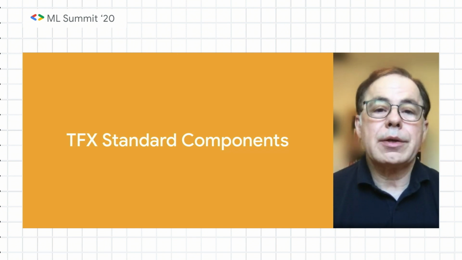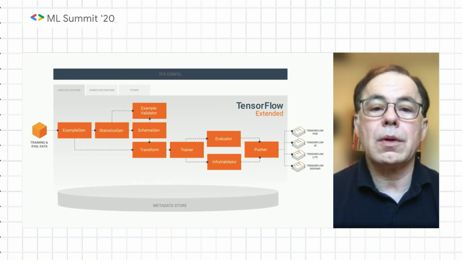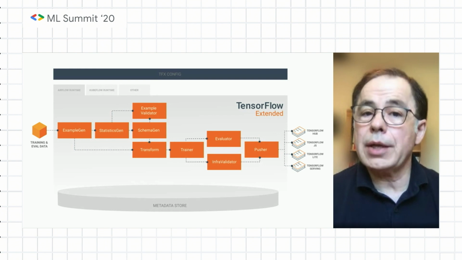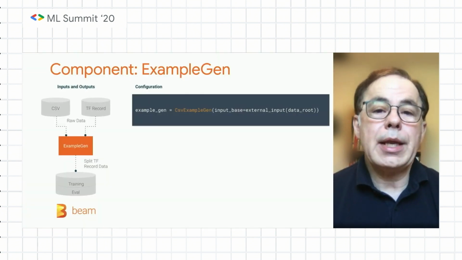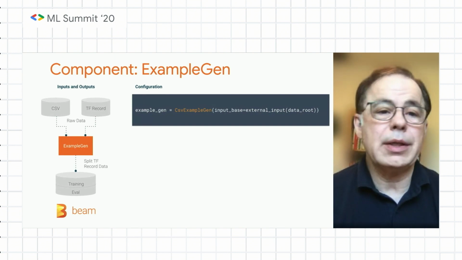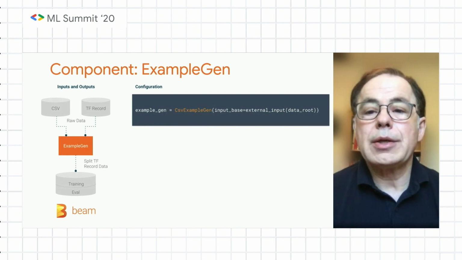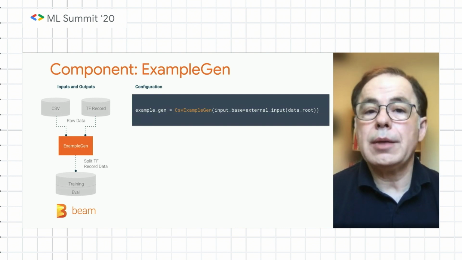The TFX standard components, many of them do use Beam to do their processing. And again, this is like the Hello World TFX pipeline. This is just where you start. You can add your own custom components to it. So starting at the beginning, we have ExampleGen, which is going to ingest our data. And there's a list of different ExampleGens that are available. We're just looking at a couple here. The main thing to understand is that it's going to ingest your data and split your data, and it's going to use Beam to do that.